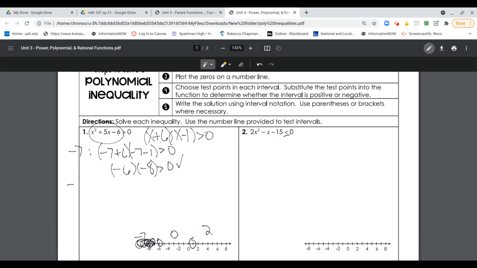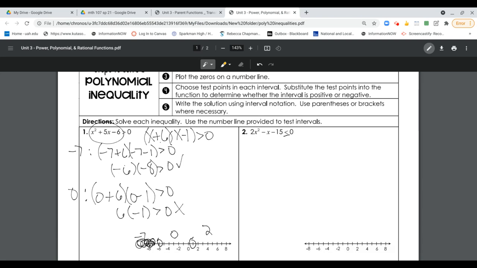When I try to plug in 0, not negative 7, we've already done negative 7. When I try to plug in 0, I'm trying to get that to erase. When I plug in 0, I have 0 plus 6 and 0 minus 1, which is less than 0. That's 6 times negative 1, which is not greater than 0. So I cannot shade anything between negative 6 and 1 because the test point that I chose did not work.